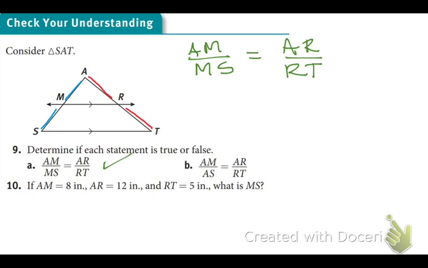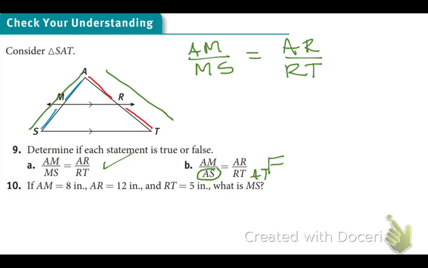Now let's see if it goes the other way. AM over AS equaling AR over RT. Well, that's going to be false. And the reason that one is false is because here they're talking about this whole segment AS. So for this to be true, this one would have had to have an AT in the bottom of it. So if it had been AT, it would be true, but as written, it's false.